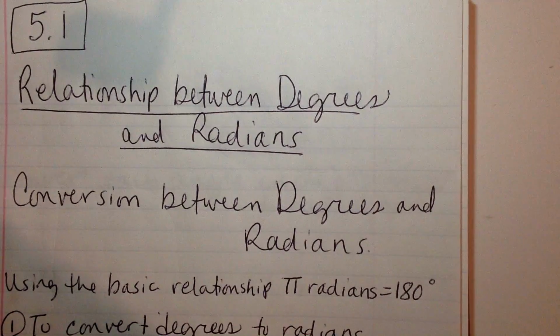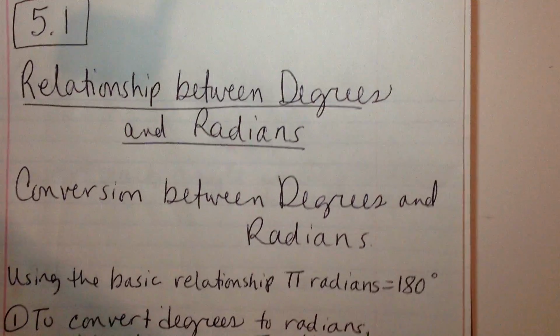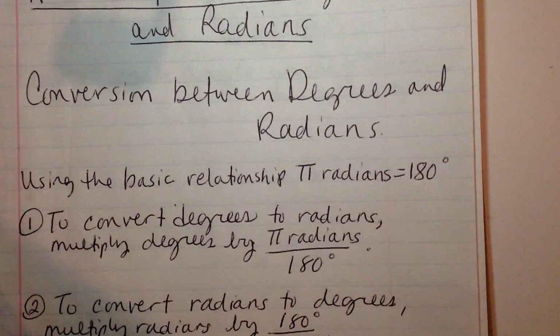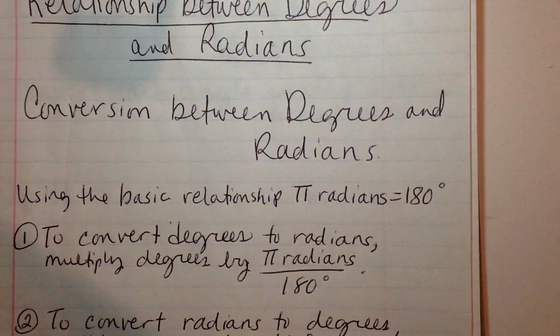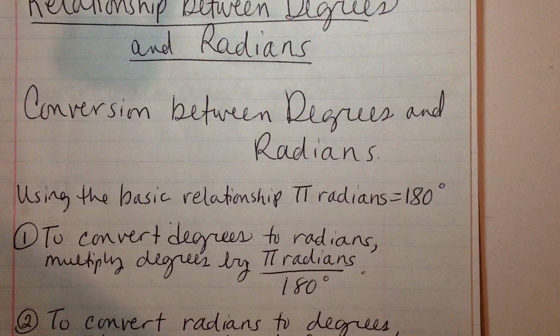We're going to be talking about the relationship between degrees and radians. We're going to be converting from degrees to radians and from radians back to degrees, using the basic relationship pi radians equals 180 degrees.